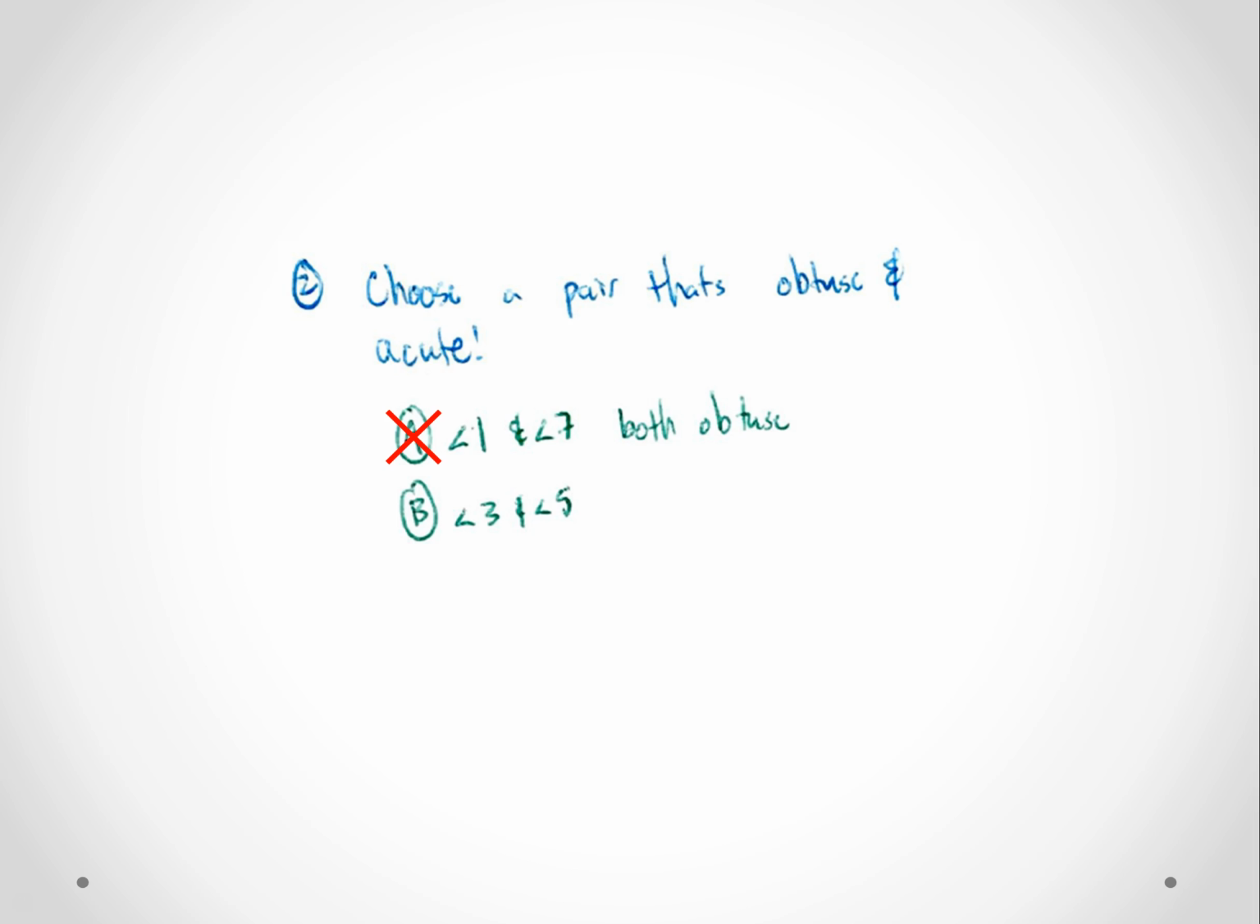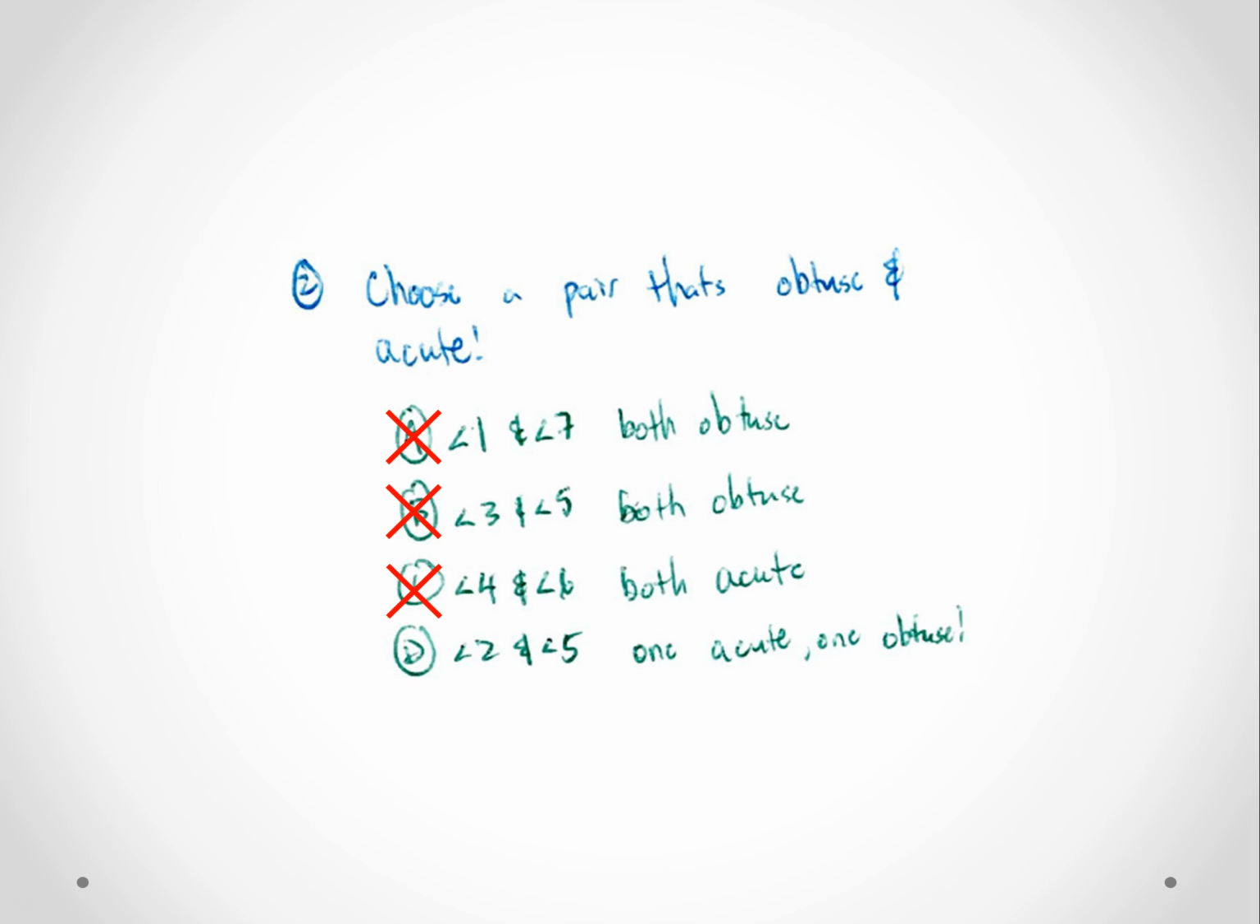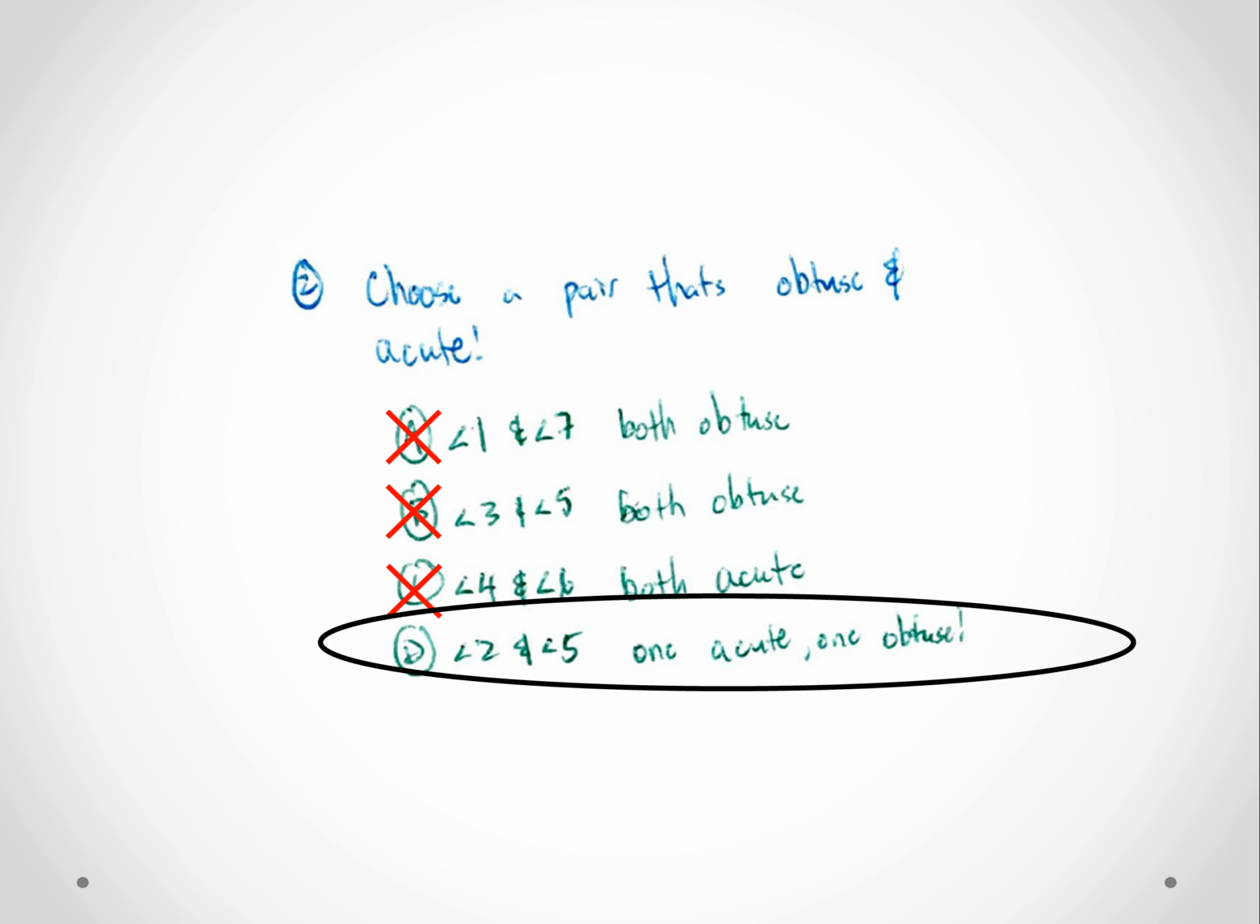And if you look at choice B, angle 3 and angle 5, well, they're both obtuse. So it can't be B. So then that leads you to C, and angle 4 and angle 6, well, they're both acute, which means they're also both equal to each other. It cannot be C, which leaves us with choice D, which is angle 2 and angle 5. One is acute and one is obtuse, which means it has to be answer choice D.